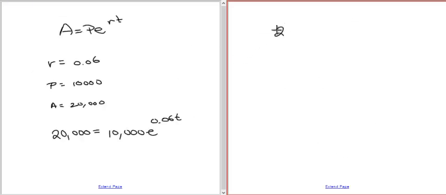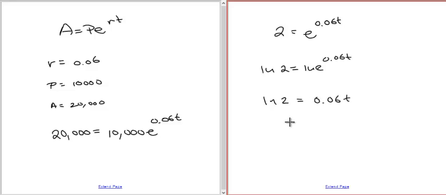If you divide both sides by 10,000, you get 2 equals e to the 0.06 t. Then you take the natural log of both sides. So the left-hand side is natural log of 2, and the right-hand side is 0.06 t. So t is the natural log of 2 divided by 0.06, which is 11.6 years. So to double the amount of money that you have in a savings account at 6% interest, it takes you 11.6 years.